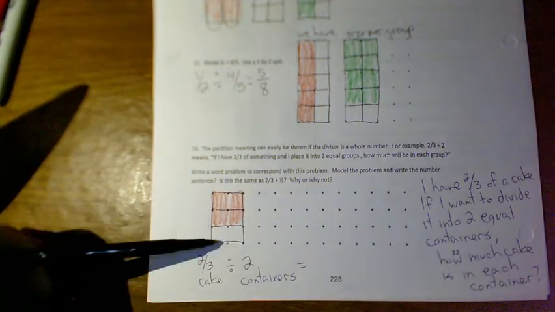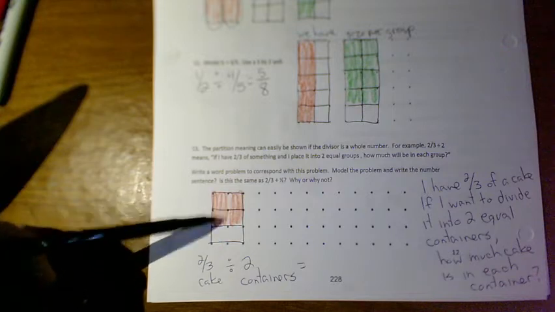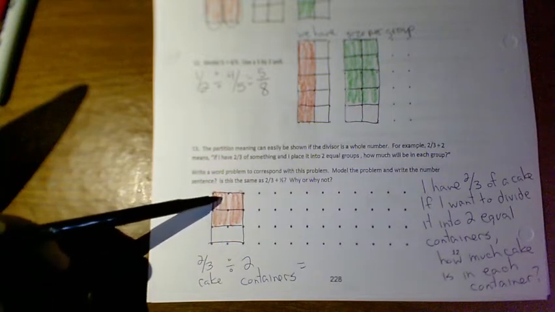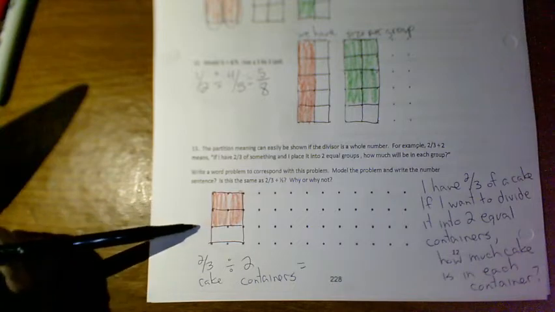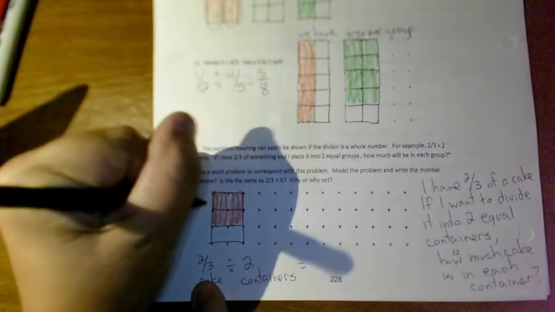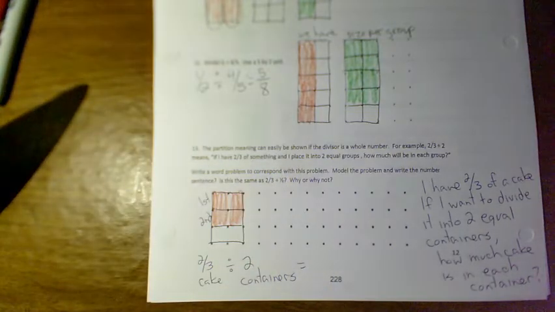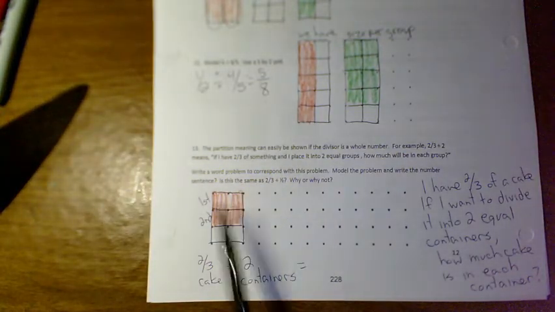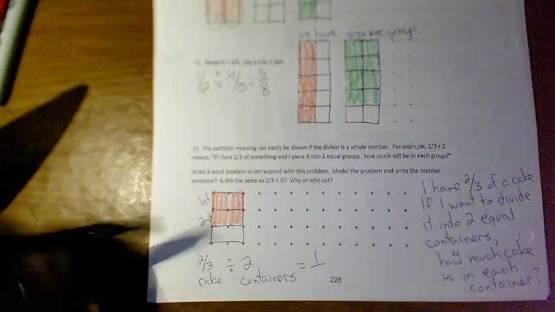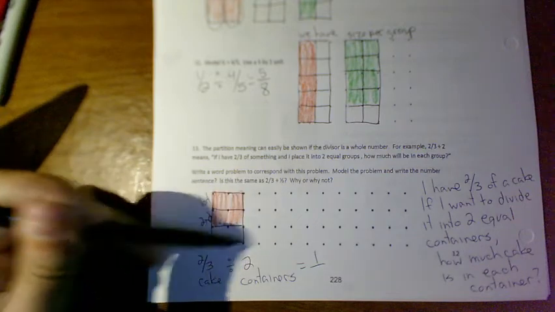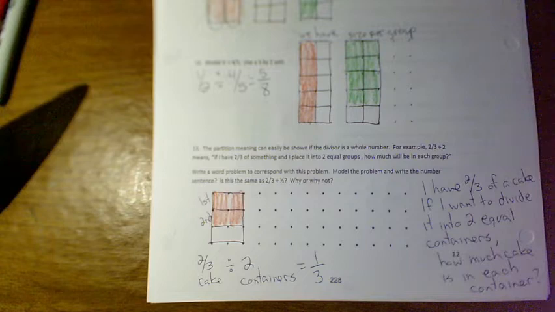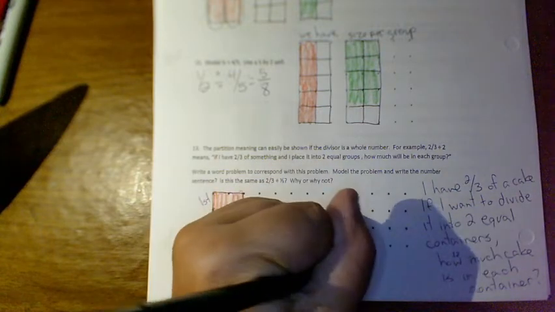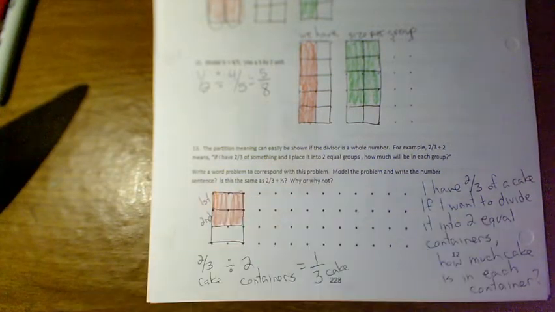So this should be pretty easy because 2/3 of a cake, it's already cut into 2 slices. So essentially 1 slice is going in the first container. The second slice would be going into the second container. So that means each container would be getting 1 slice of cake out of the 3 slices it would take to make a full cake. So our answer should be 1/3 of a cake in each container.